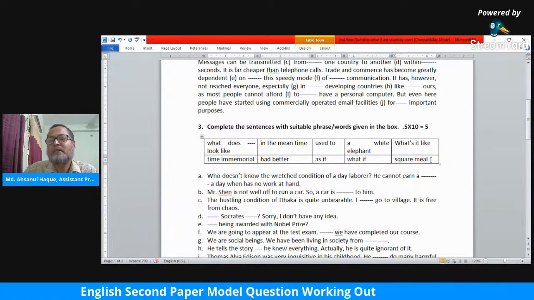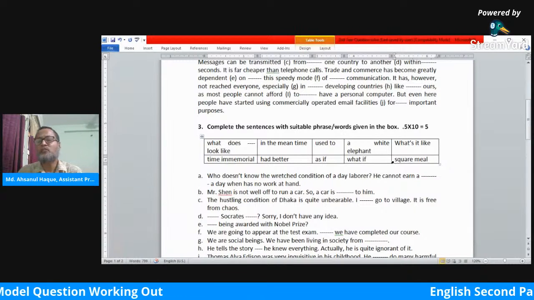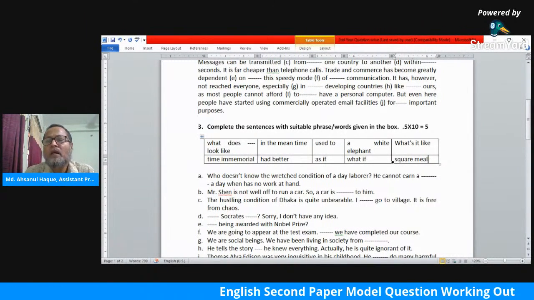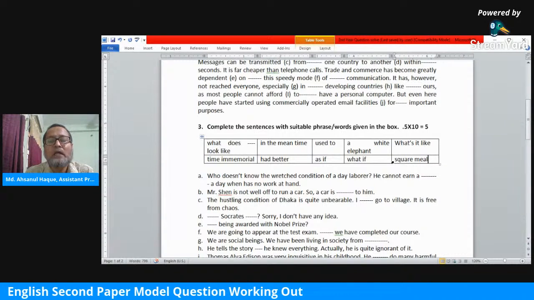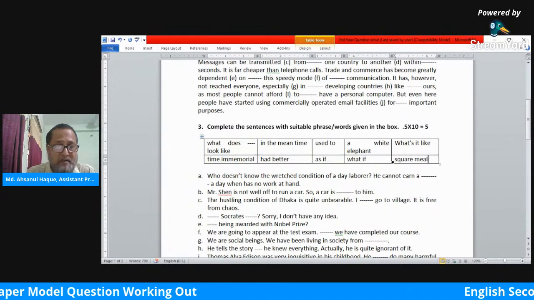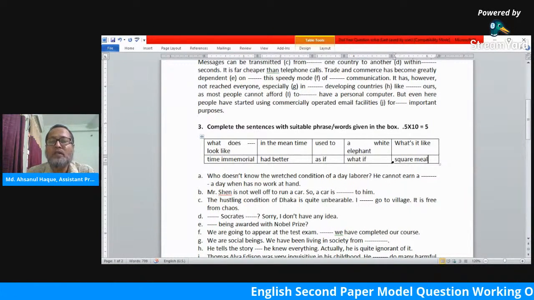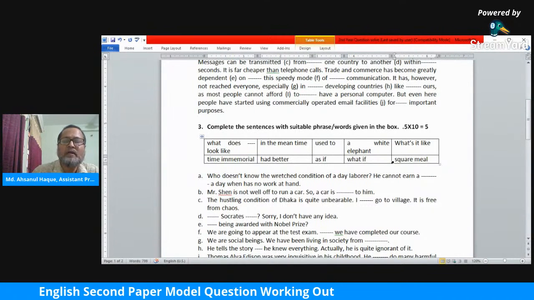Square meal. Square meal means food, the food that one person requires to survive. Square meal means a very small quantity or amount of food that one eats to survive. Square meal.